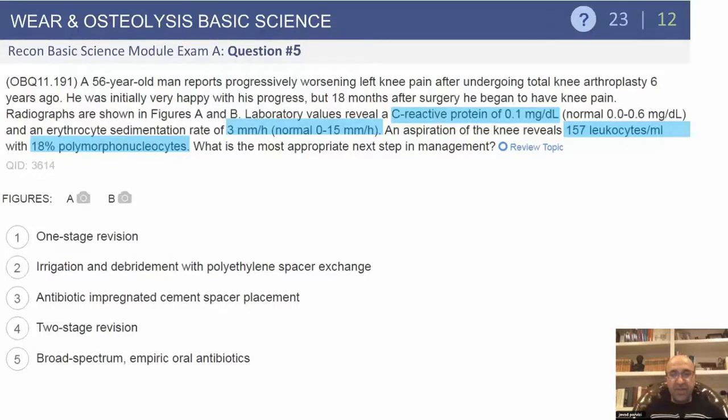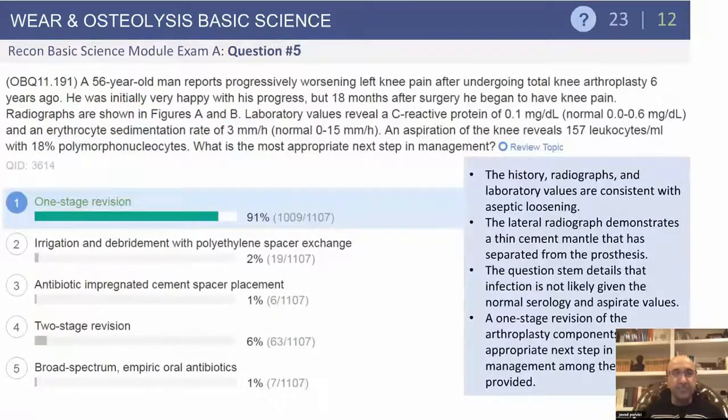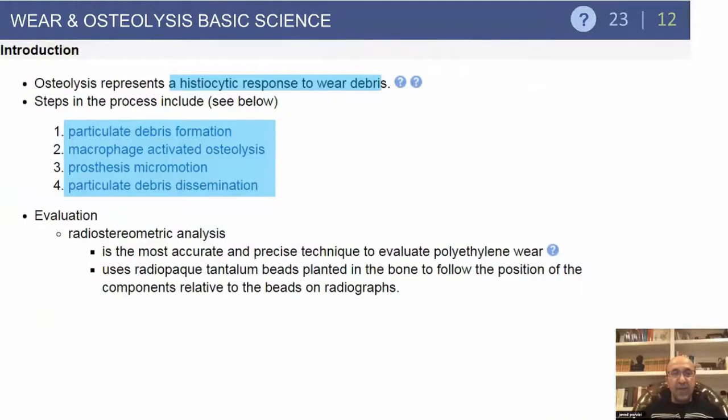Obviously, this patient is not infected, as you know the threshold that was determined by MSIS and the international consensus is C-reactive protein of 10 milligram per liter, ESR of 30, cell count of 3,000, and differential of 85%. So the answer here would be a one-stage revision, as this patient is not infected. You can see that the patient obviously has loosening around the femoral component, possibly tibia and the patella. So osteolysis around the components is not uncommon.